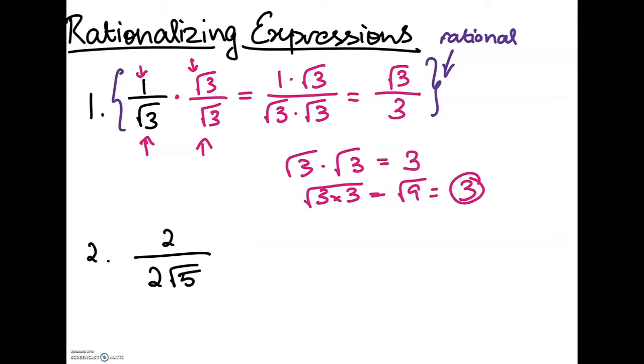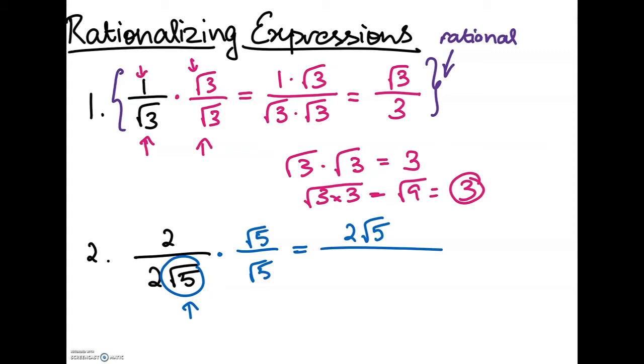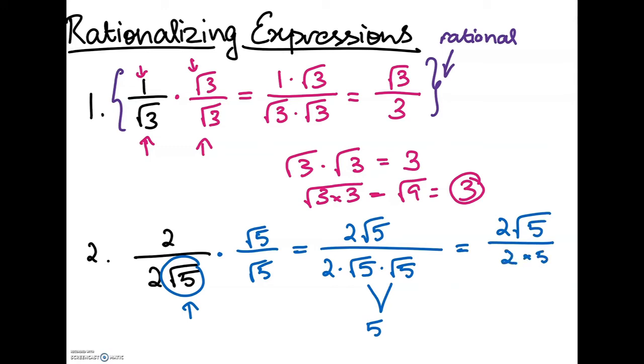So let's move on to our next question. Over here we have 2 over 2 times the square root of 5. First step is to multiply the top and bottom by the radical. So we're going to multiply by the square root of 5 since that's the radical we have over here. When we multiply that, we're going to get 2 times square root of 5 on the numerator over 2 times the square root of 5 times the square root of 5. We know that the square root of 5 times the square root of 5 is just 5. So this is going to result in 2 square root of 5 over 2 times 5.